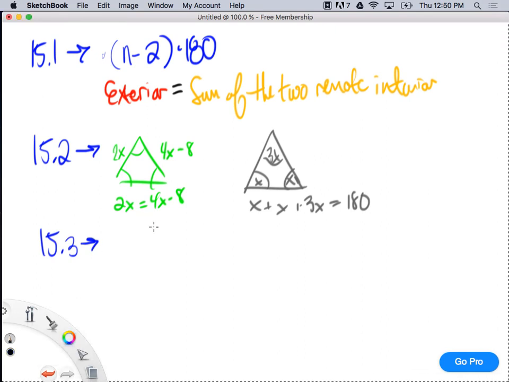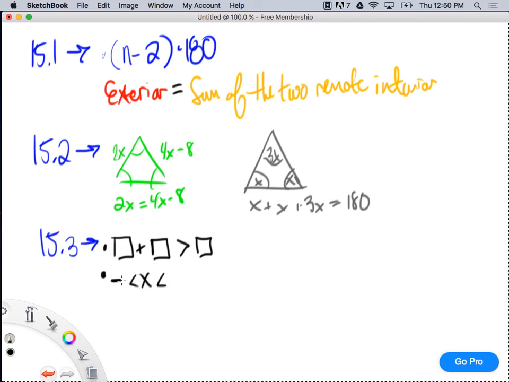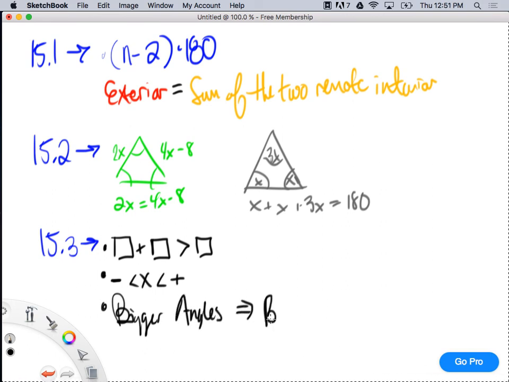Well, the first thing that we did was the triangle inequality theorem, which says any two sides have to be greater than the third side. The second thing we did was the range, and we subtract to get the smaller and add to get the larger. And the third thing we did was we showed that bigger angles mean bigger sides in a triangle and vice versa. So bigger sides mean bigger angles. That make sense? Any questions on that?